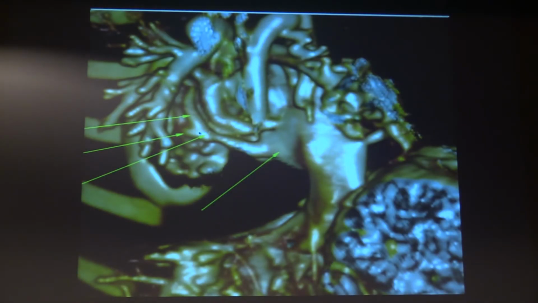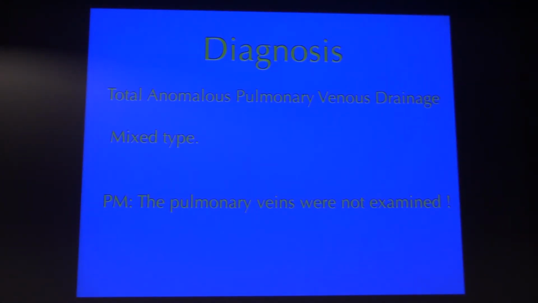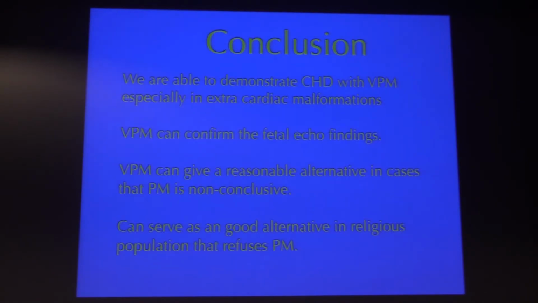And third, these are pulmonary veins that are going to the right atrium, in the area where the IVC enters the right atrium. So the diagnosis is total anomalous pulmonary venous drainage, mixed type. She was also referred to PM, and the pulmonary veins were not examined, unfortunately.